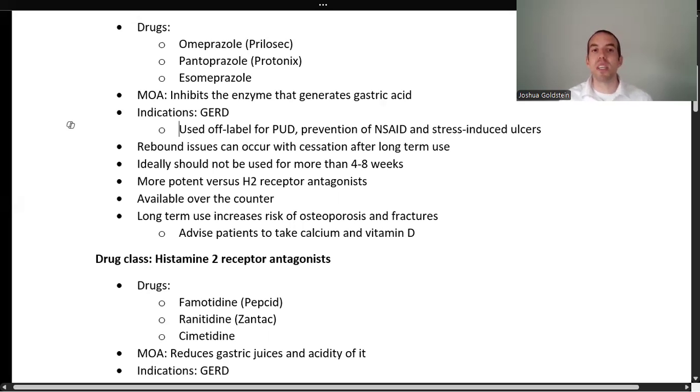These drugs include famotidine, ranitidine. These are available over the counter. Pepcid, Zantac, that was in the news about 5 years ago where a bunch of it got pulled off the shelves because of carcinogens in there. But anyways, these are the different drugs we're talking about.